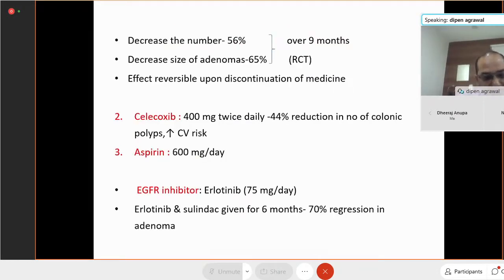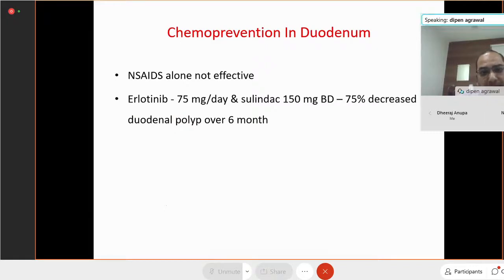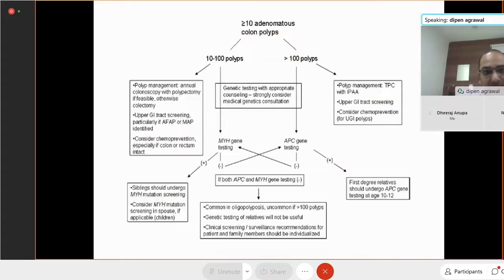The next group is epidermal growth factor receptor inhibitors like erlotinib, given at a dose of 75 milligrams per day. Usually erlotinib is combined with sulindac and given for 6 months. There is a 70% regression in adenoma size. For chemoprevention in the duodenum, NSAID alone is not effective, so we have to give erlotinib and sulindac combined.